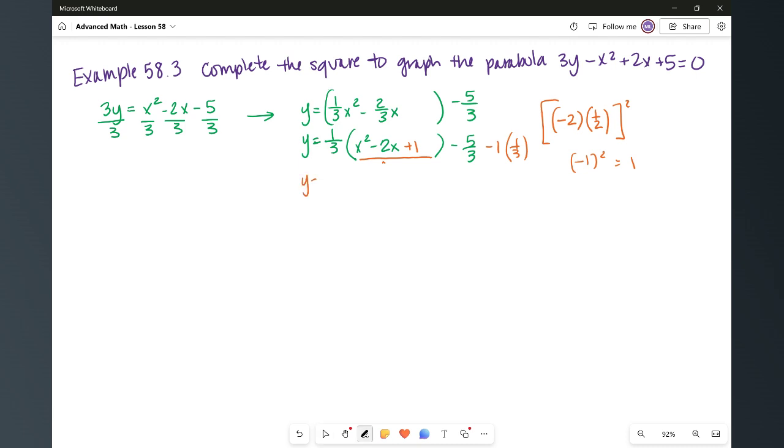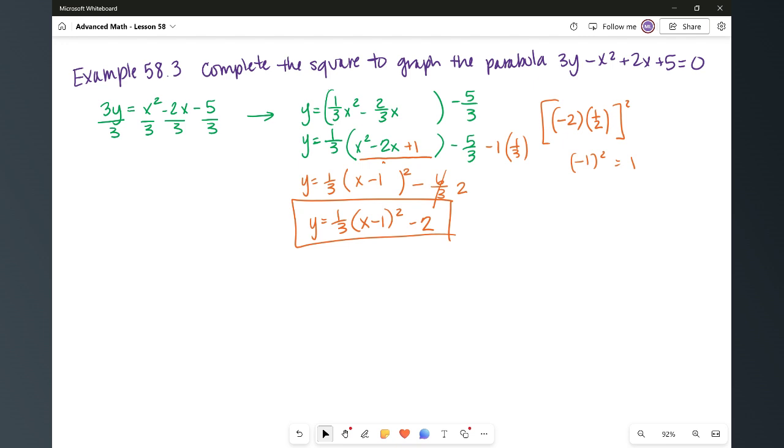If I start simplifying my equation, I now have y equals 1/3. When it gets to the factoring, that perfect square now becomes x minus 1 squared. Remember, this -1 is how I know how to put it in here. And then back here at the end of my equation, I'm going to simplify. I have -5/3 and -1/3. That's -6/3, which is the same as -2. So if I simplify my equation, I end up with 1/3 times x minus 1 squared minus 2.